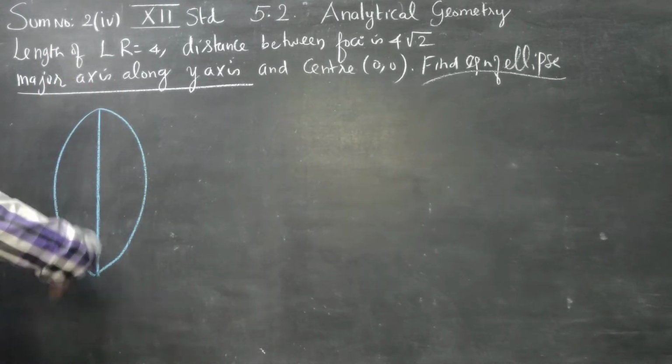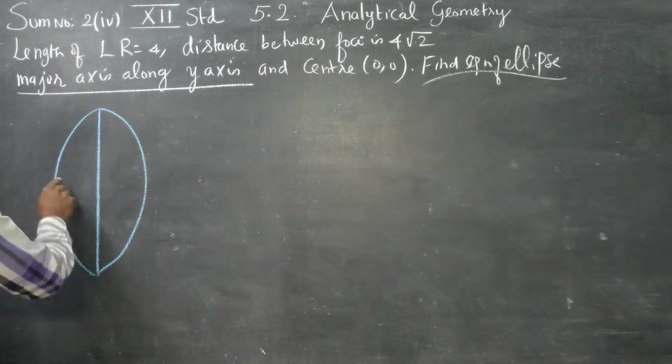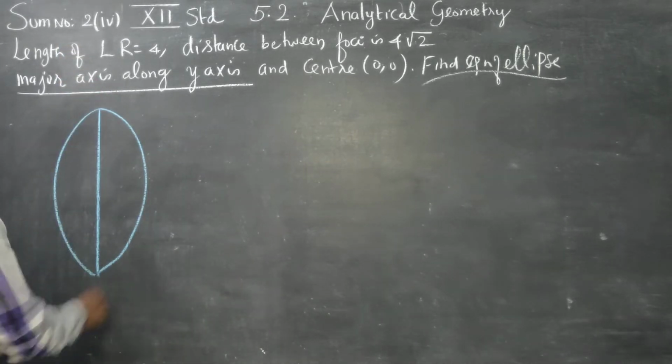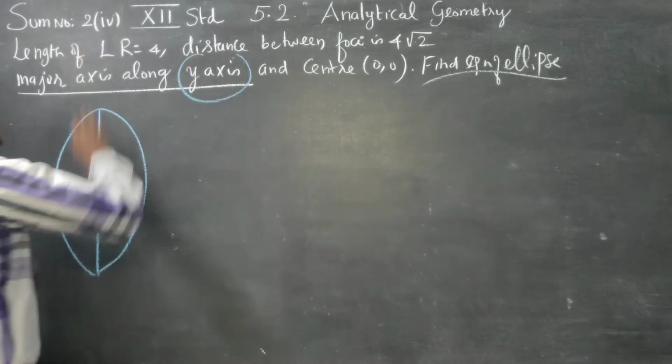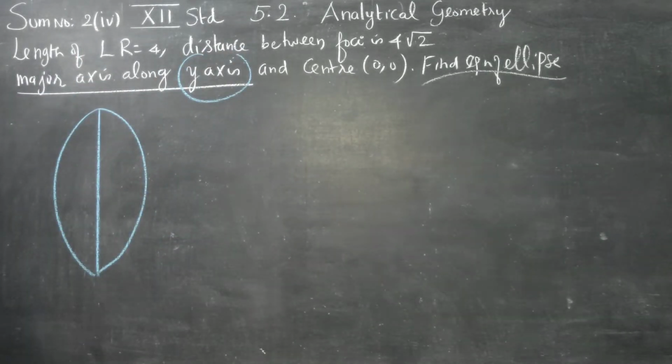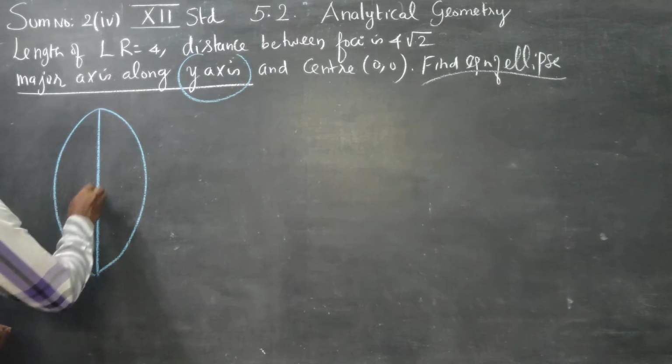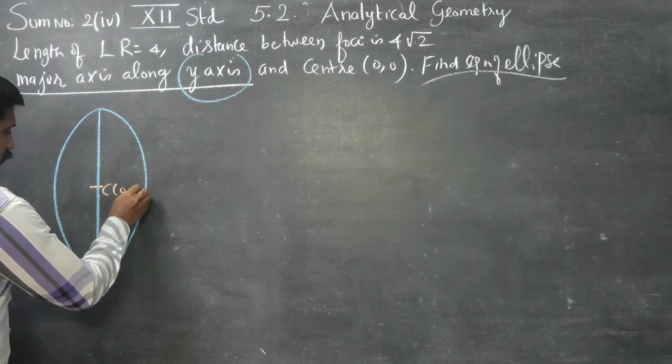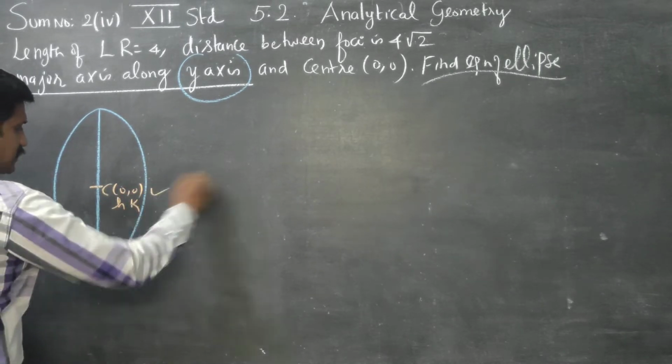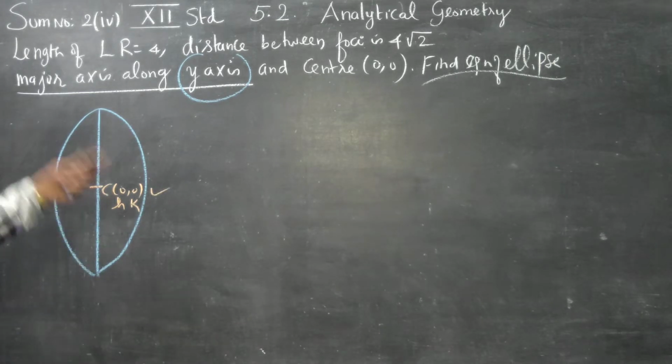The major axis is along the y-axis. The major is the bigger line, and this smaller line is the minor. This is the major, along the y-axis. Once we fix this first, half the sum is done. Then the center is given as 0, 0. Therefore, my h, k is known. Once we look at the first information, h, k is done.